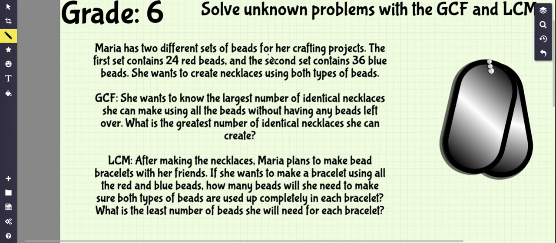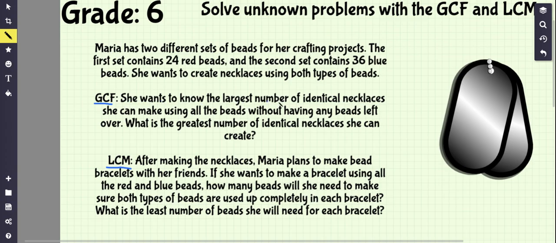Maria has two different sets of beads for her crafting projects. The first set contains 24 red beads, and the second set contains 36 blue beads. She wants to create a necklace using both types of beads. The GCF. Now let's get to some key words we're seeing. We're seeing the GCF and we're seeing the LCM. We're seeing two different things.